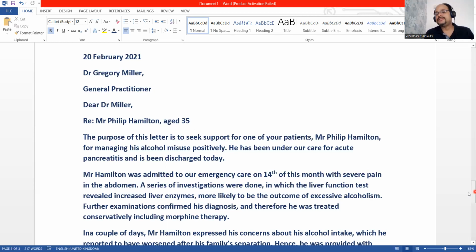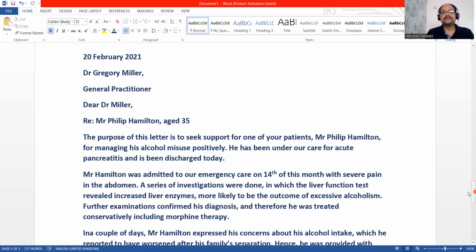So further examinations confirmed his diagnosis, and therefore he was treated conservatively, including morphine therapy. We also gave IV fluids and oxygen therapy. Those are all conservative treatment based on his conditions. But specifically we have written he was given morphine because the GP needs to know what significant medicines were given. It's an analgesic, but we have different classes of drug. Morphine falls under a group which is significant, which is to be known by the doctor. So if morphine therapy is given, we need to highlight it.